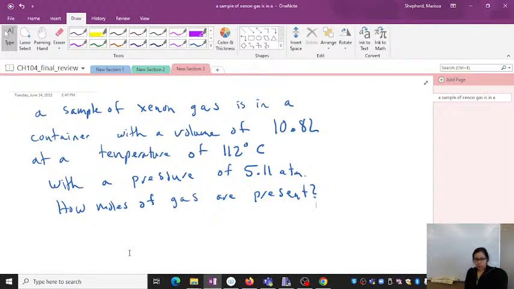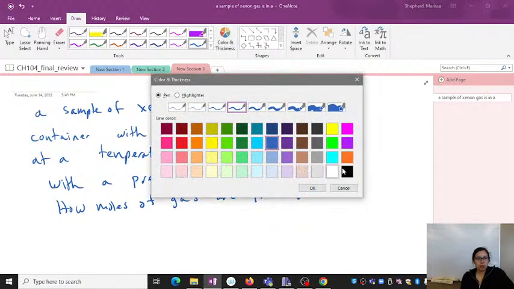So do we have an answer for this one? Or what equation do we need? Let's start with that. What's our good old equation for this type of problem? Is it N equals PV over RT?